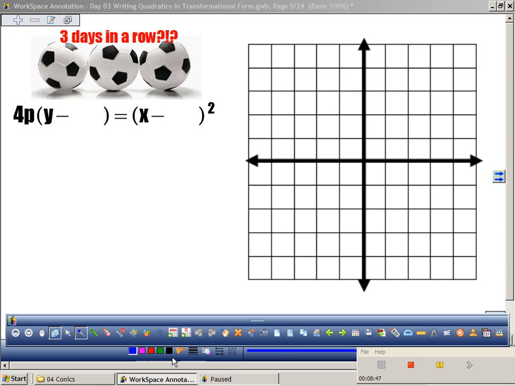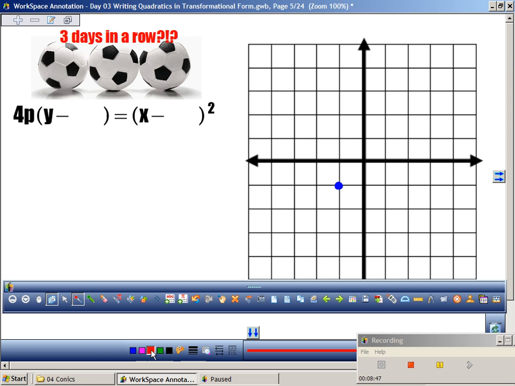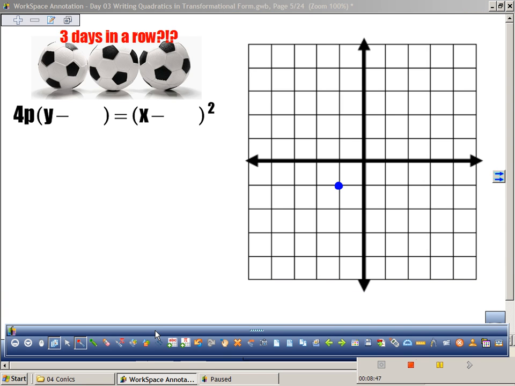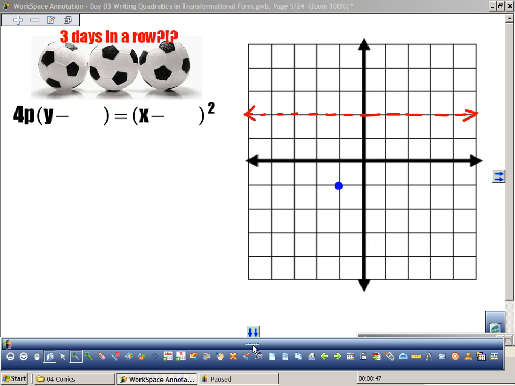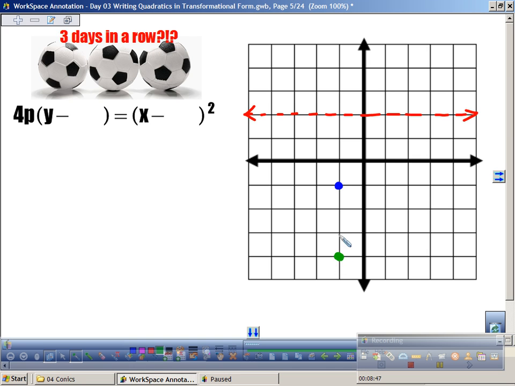Okay, how about let's make that our vertex. Let's put our directrix here. So if my directrix is there, where's my focus going to be? 1, 2, 3 below. And how wide is it going to be? 12. Because if this distance is 6, then I have to go 6 out, right? 1, 2, 3, 4, 5, 6.